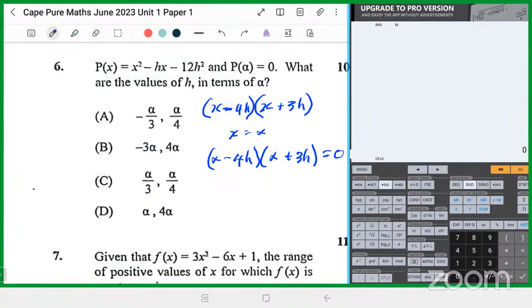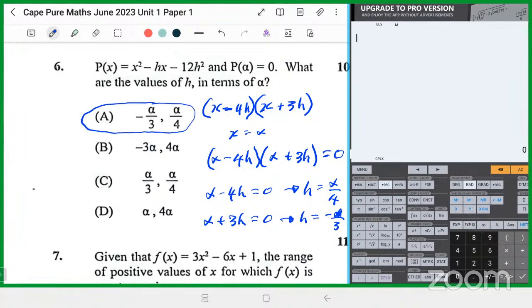So let's write out the two of them. Alpha minus 4h equals 0 would imply that h equals alpha over 4, and alpha plus 3h equals 0 would imply that h equals minus alpha over 3. So those are the two values, alpha over 4 and minus alpha over 3. Looks like A is the answer. That's it.